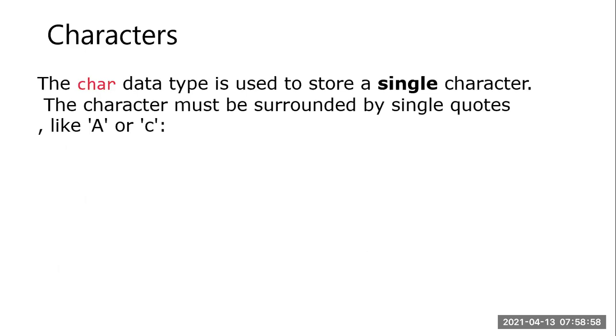Next one is character. As I declared, the character consists of a single quote. Inside single quotes, we need to represent a character, whether it is a capital or a small letter. So the char data type is used to store a single character only. It won't allow 2, 3, 4, 5 or 6. If you want a word or a sentence, you have to use a non-primitive data type.